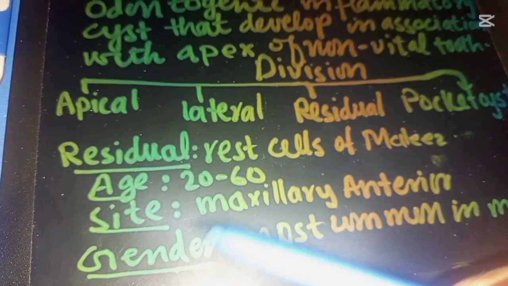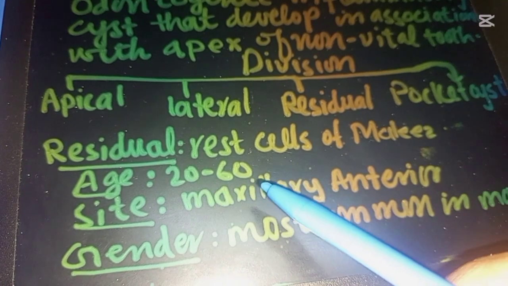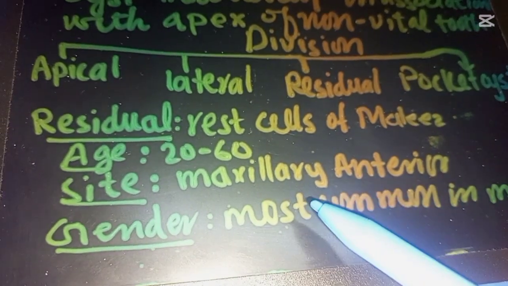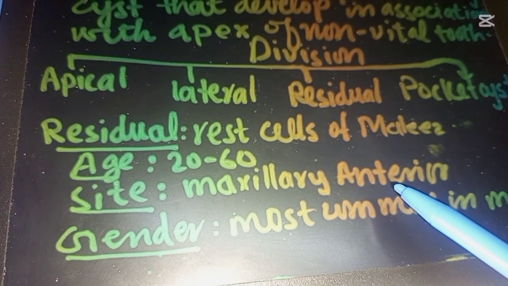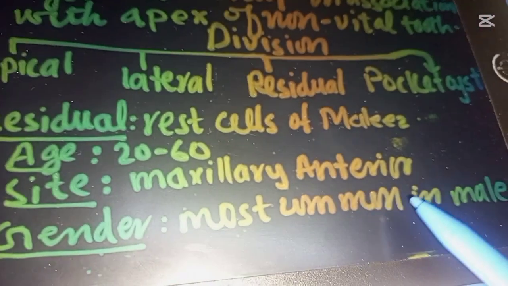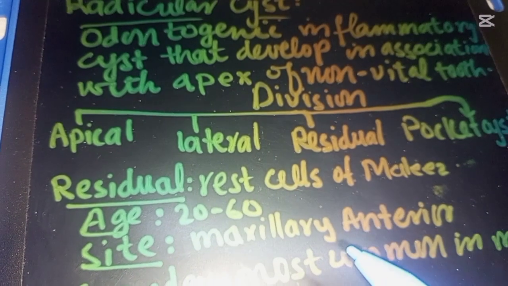Then it is very important to know in which age it develops. It develops from 20 to 60, and it mainly develops in the maxillary anterior teeth, like the lateral incisors and canines. And which gender is it most common in? It is mostly common in males. So it is very important.